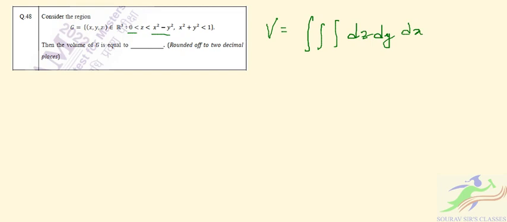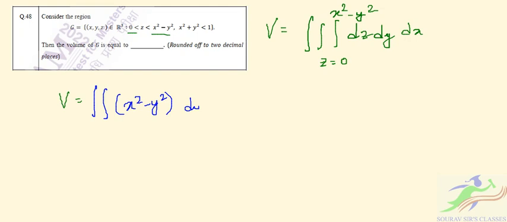So we have the value of z, what is this? From 0 to x square minus y square. So we can put it over as z equal to 0 to x square minus y square, right? So what will be the V now? So it will be the double integral of x square minus y square dy dx, right? Now we have this x square plus y square is less than 1.